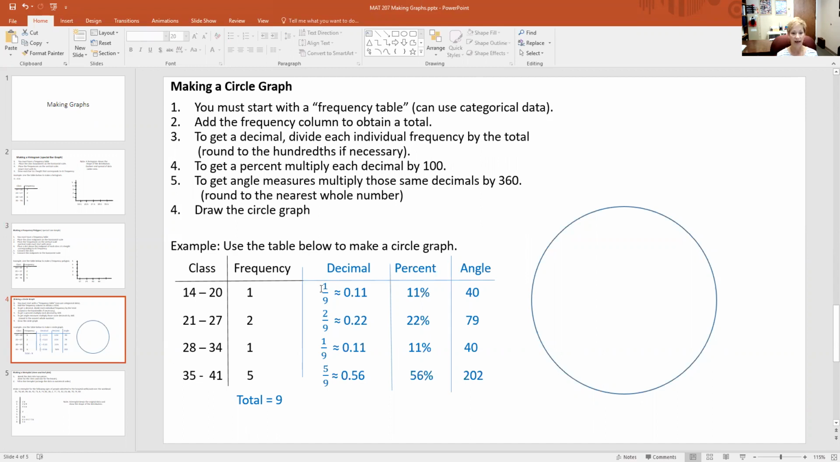So I take 1 and divide it by my total of 9. And I got 0.1111 all the way across my calculator, and I rounded to the hundredths. So it rounded to 0.11, 11 hundredths. Then I took my 2 and divided by my total 9, and I got 0.2222 all the way across. I rounded it to the nearest hundredth, so 0.22, 22 hundredths. Now, when you take 5 and divide by 9, you get 0.5555555. But remember, you're not chopping off, you're rounding off.